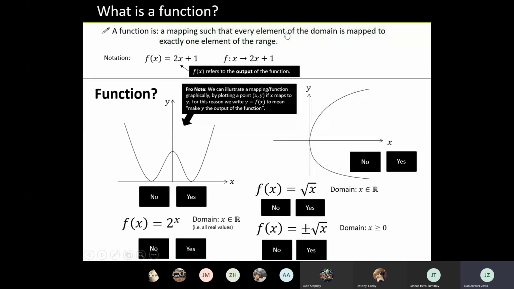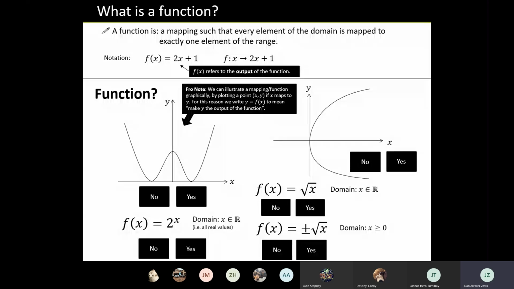Okay, so what is a function? As it says here, a function is a mapping, so it takes input values to output values, and this is the important bit, such that every element of the domain is mapped to exactly one element of the range. So there are two ideas here. The first is that every element in the domain has to be mapped somewhere. You can't say, I can't cope with this number. If that happens, then the mapping you have is not a function. And the second thing is that each of those input values maps to exactly one value on the output set.